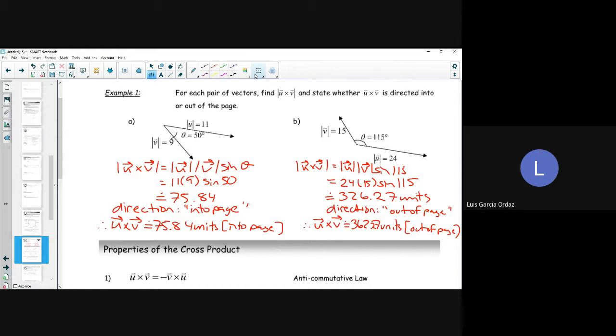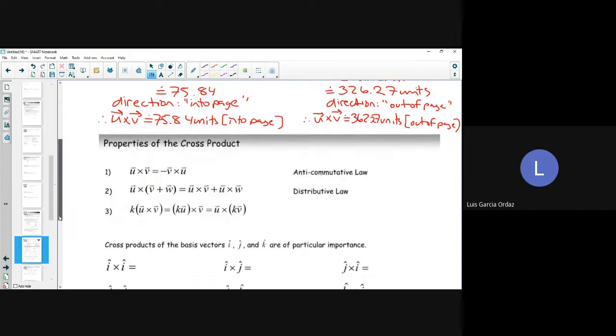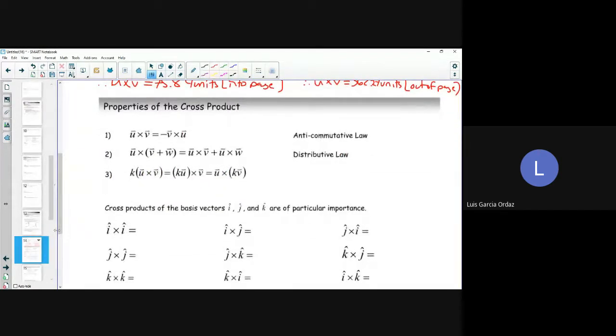So now we're going to get into some properties of the cross product. I have u cross product v is equal to negative v cross product u. This is known as the anti-commutative law. I have u cross product v plus w, which is the same thing as saying u cross product v plus u cross product w. That's the distributive law. And the last one: k times u cross product v is equal to k times vector u cross product v, or u cross product k times vector v.